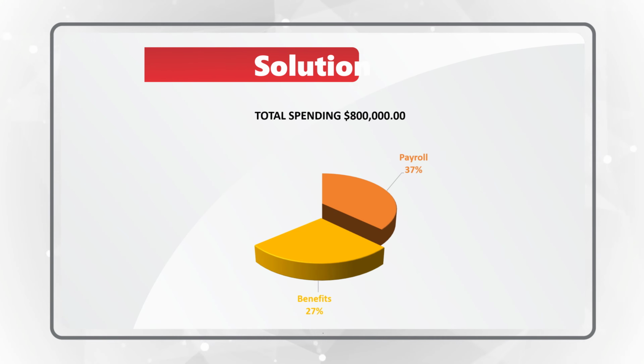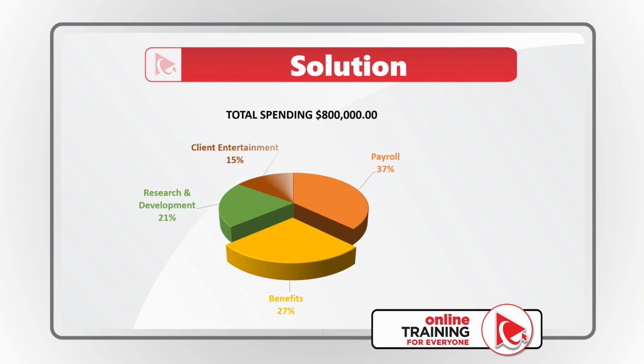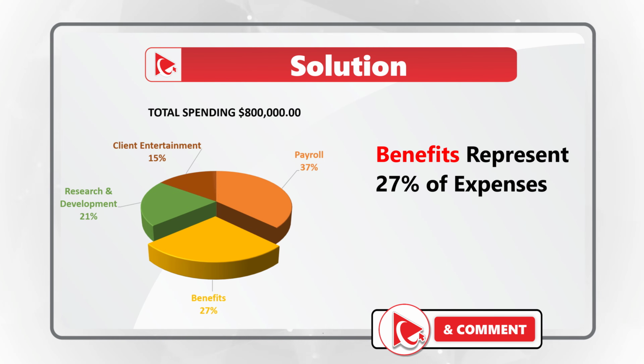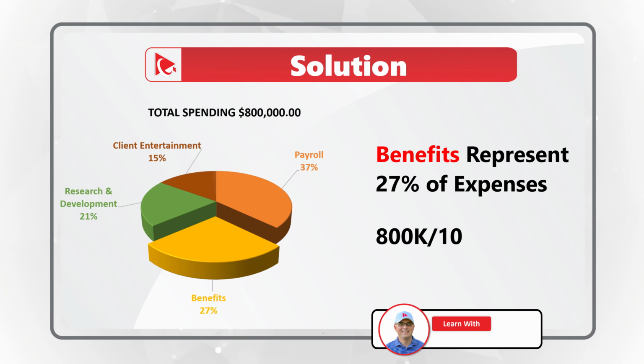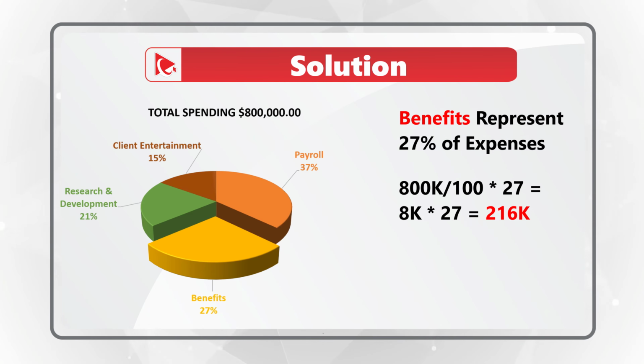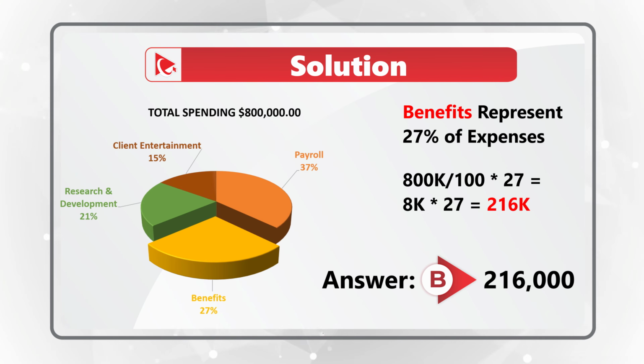First step to solve it is to look at the chart and identify the benefits segment. Benefits represent 27% of all expenses. To calculate the amount for benefits, we need to divide 800,000, which is total expense, by 100 and multiply by 27%, because benefits represent 27%, which would be equal to 8,000 multiplied by 27, which would be equal to 216,000. So the correct choice here is choice B, $216,000.